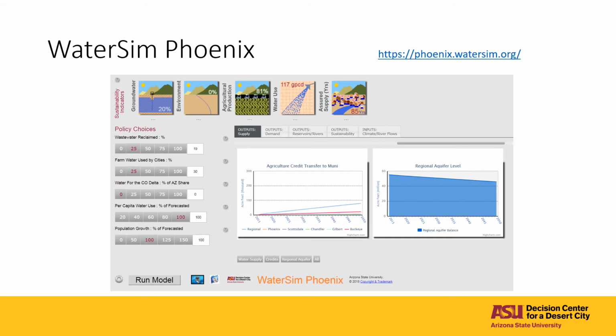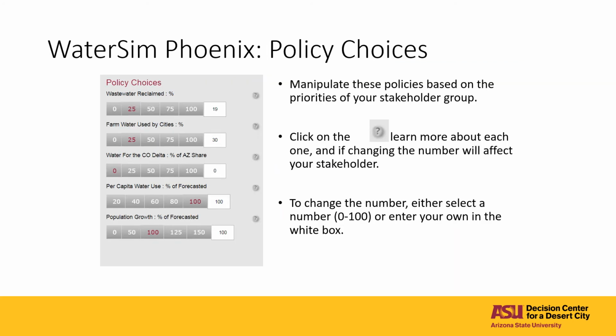This screenshot of WaterSim Phoenix shows the initial settings for policy choices and sustainability indicators. Students manipulate these policy choices. Their worksheet includes a chart for reporting 2 scenarios and then their consensus. They can use a separate sheet of paper if they need to run additional scenarios before coming to a consensus.